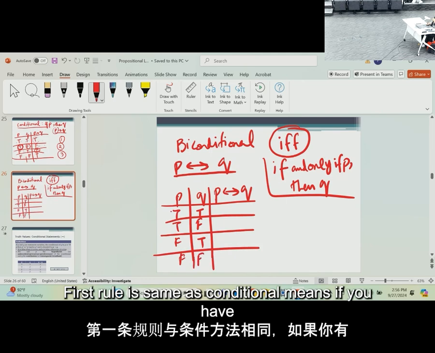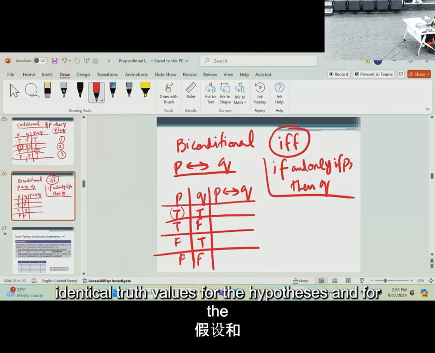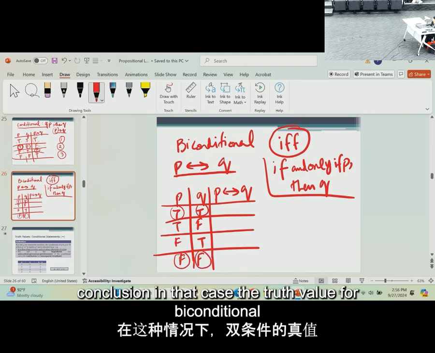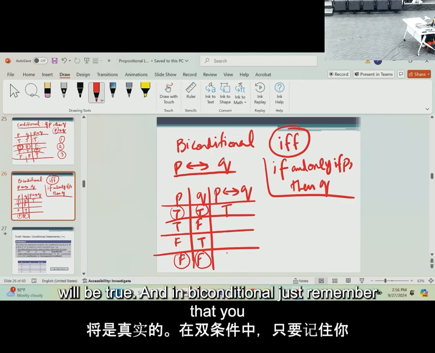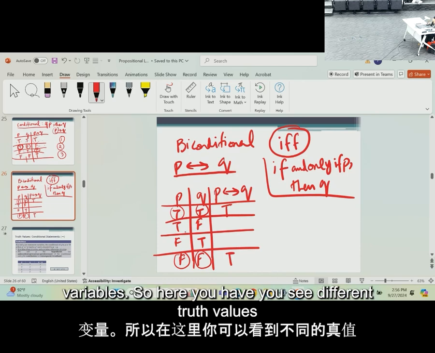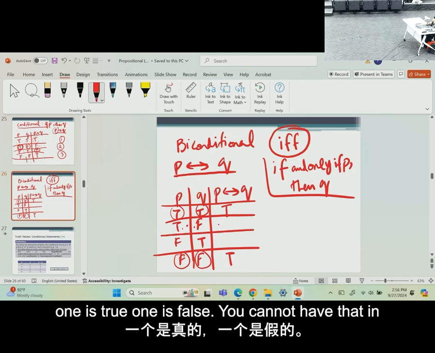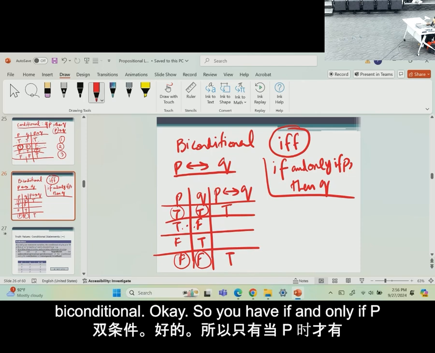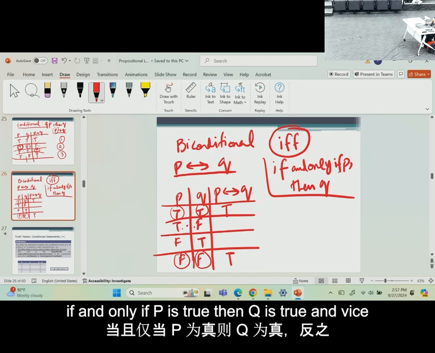First rule is same as conditional, meaning if you have identical truth values for the hypothesis and for the conclusion, in that case, the truth value for biconditional will be true. And in biconditional, just remember that you cannot have different truth values for the two statement variables. So here you see different truth values. One is true, one is false. You cannot have that in biconditional. Okay, so you have if and only if P is true, then Q is true, and vice versa.